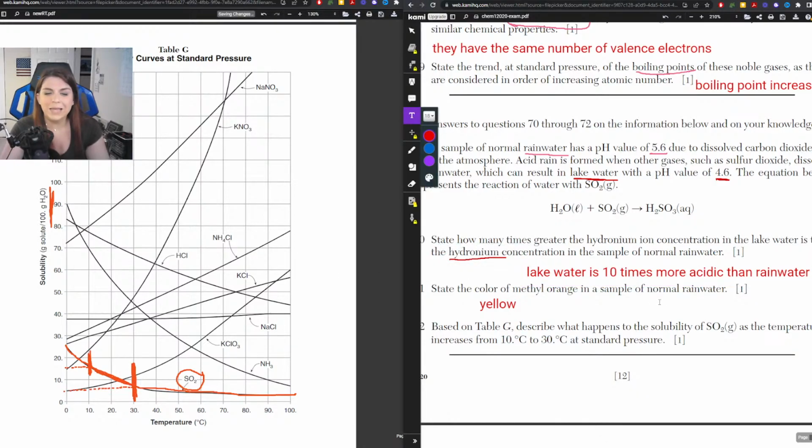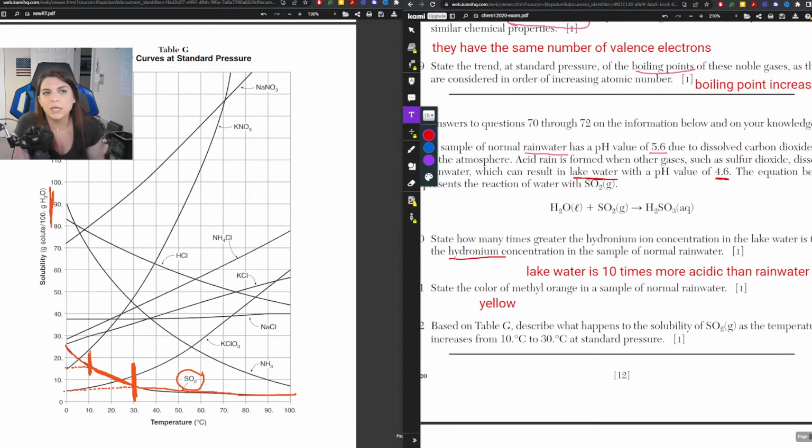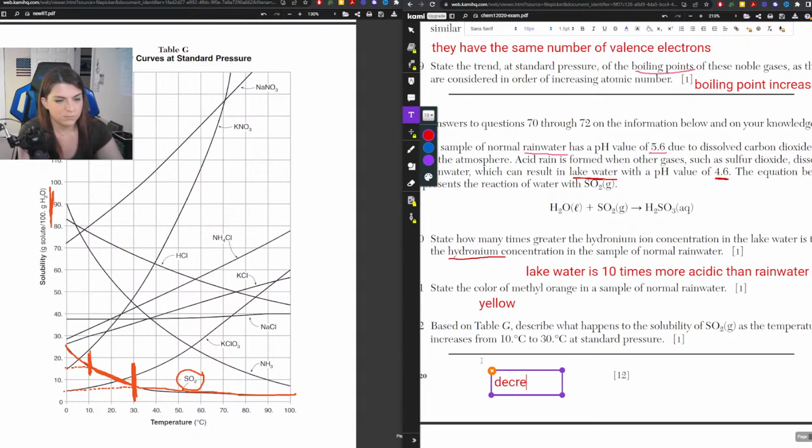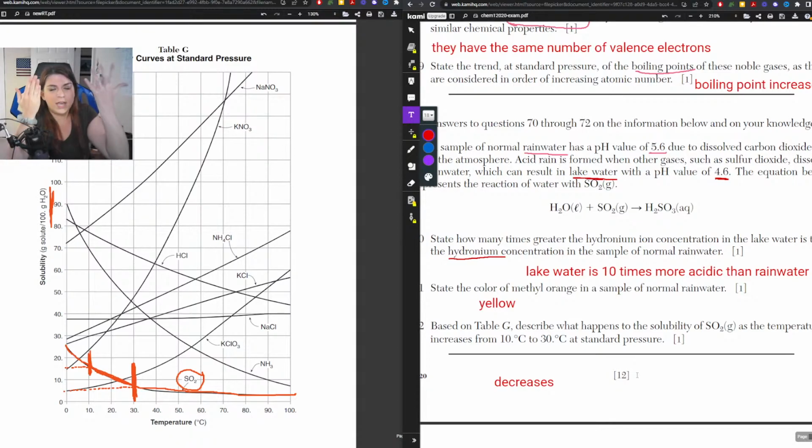I would not say the solubility is cut in half, because if it's not exactly half, then that's a wrong answer. Just say it decreases. Give them the simplest answer that will actually answer the question. The solubility will decrease. That's because it's a gas. When it's hot, it's easier for the gas to rise, so it won't stay dissolved.